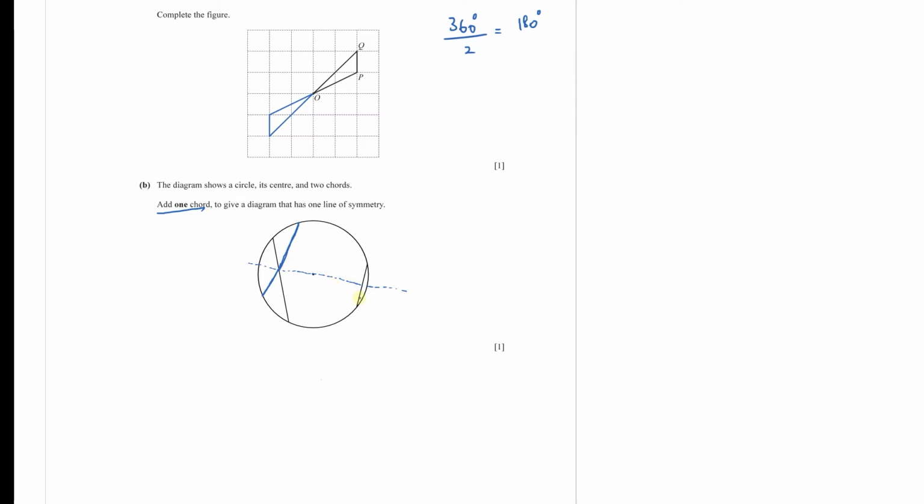So you have the mirror image of this half here, and this chord is split in two parts. So this part is on one side of this line of symmetry, which has the mirror image, which is this, and this part has the mirror image this, but overall this is a single straight line and a single chord. So that satisfies this condition that you can only add one chord. So there's another possible answer here as well.